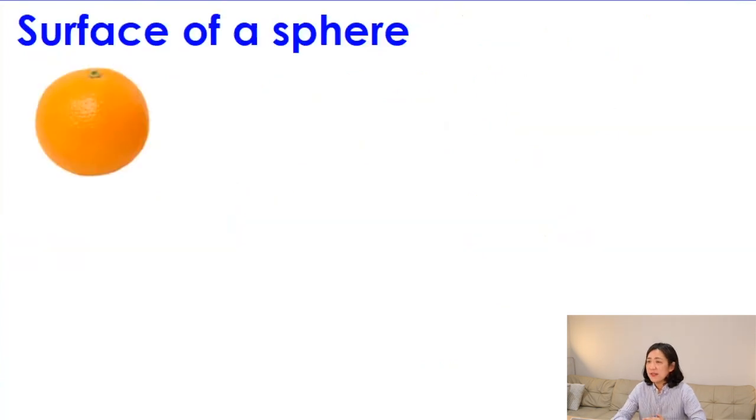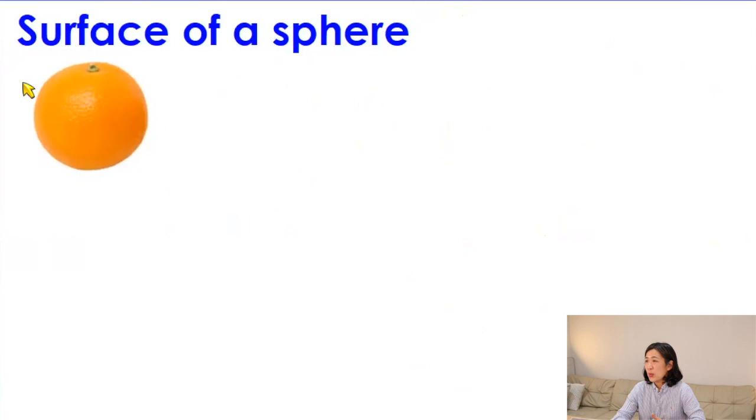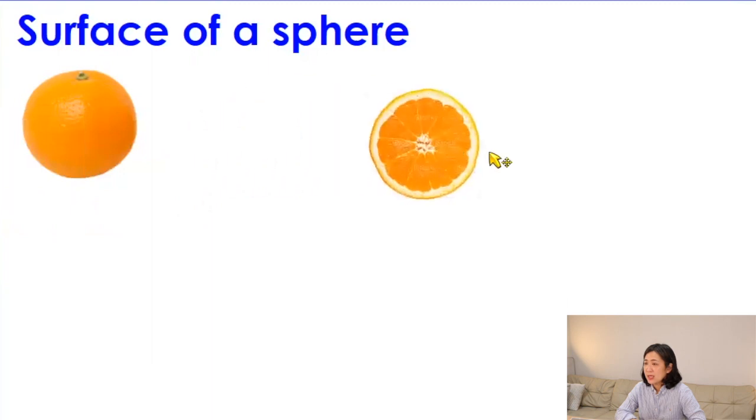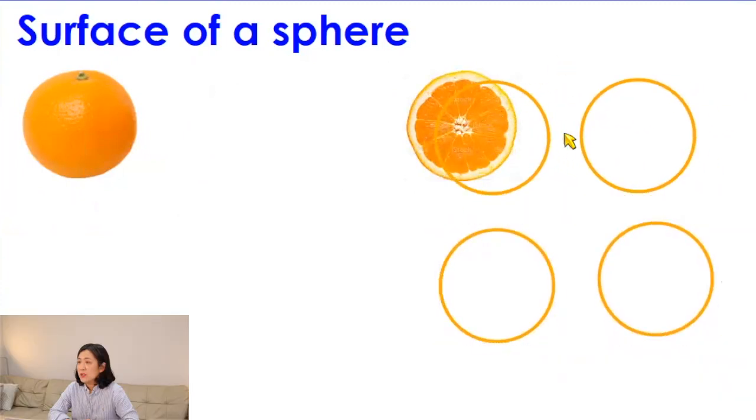Now let's move on to the surface area of a sphere. Now we've got an orange, right? Let's pretend that the orange is a perfect sphere. First of all, I'm going to slice it in half. Then I will get the cross sections, right? The cross section of the orange is a perfect circle. Then I'm going to draw circles that are exactly the same size as the cross section of the orange. So now can you see the 4 circles, right?